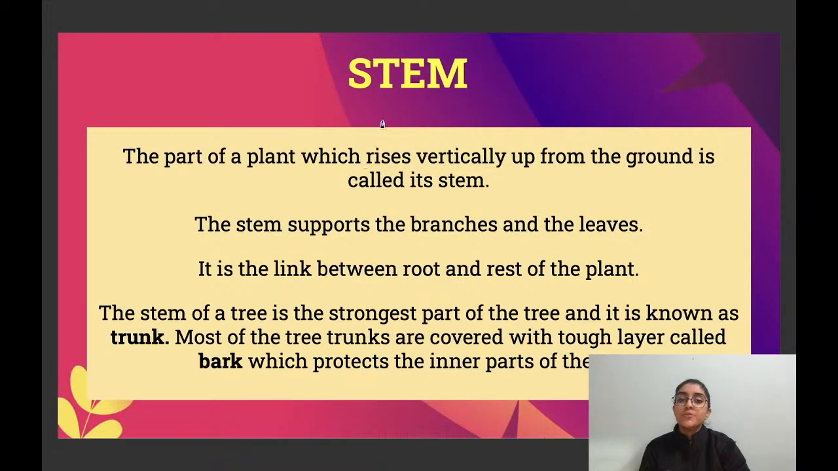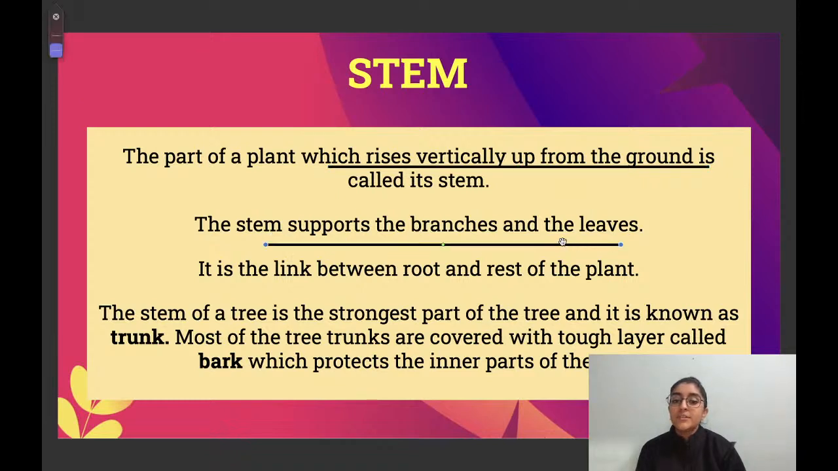Let's come up to the next very important part of our plant, that is the stem. Stem is the one which rises vertically up from the ground, and it supports the branches and leaves. The stem is sometimes the strongest part of the tree. It is known as the trunk, and it has a covering of a tough layer known as bark.